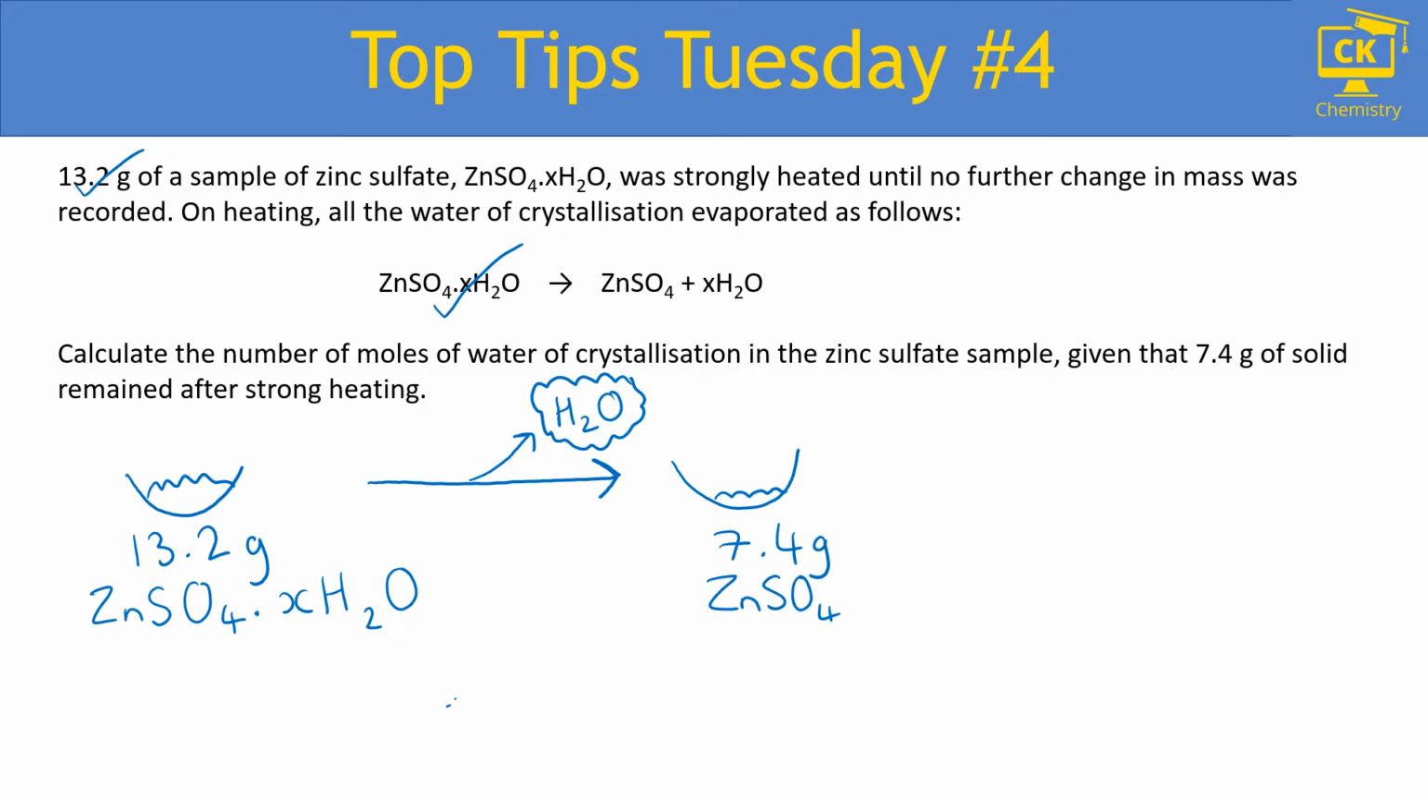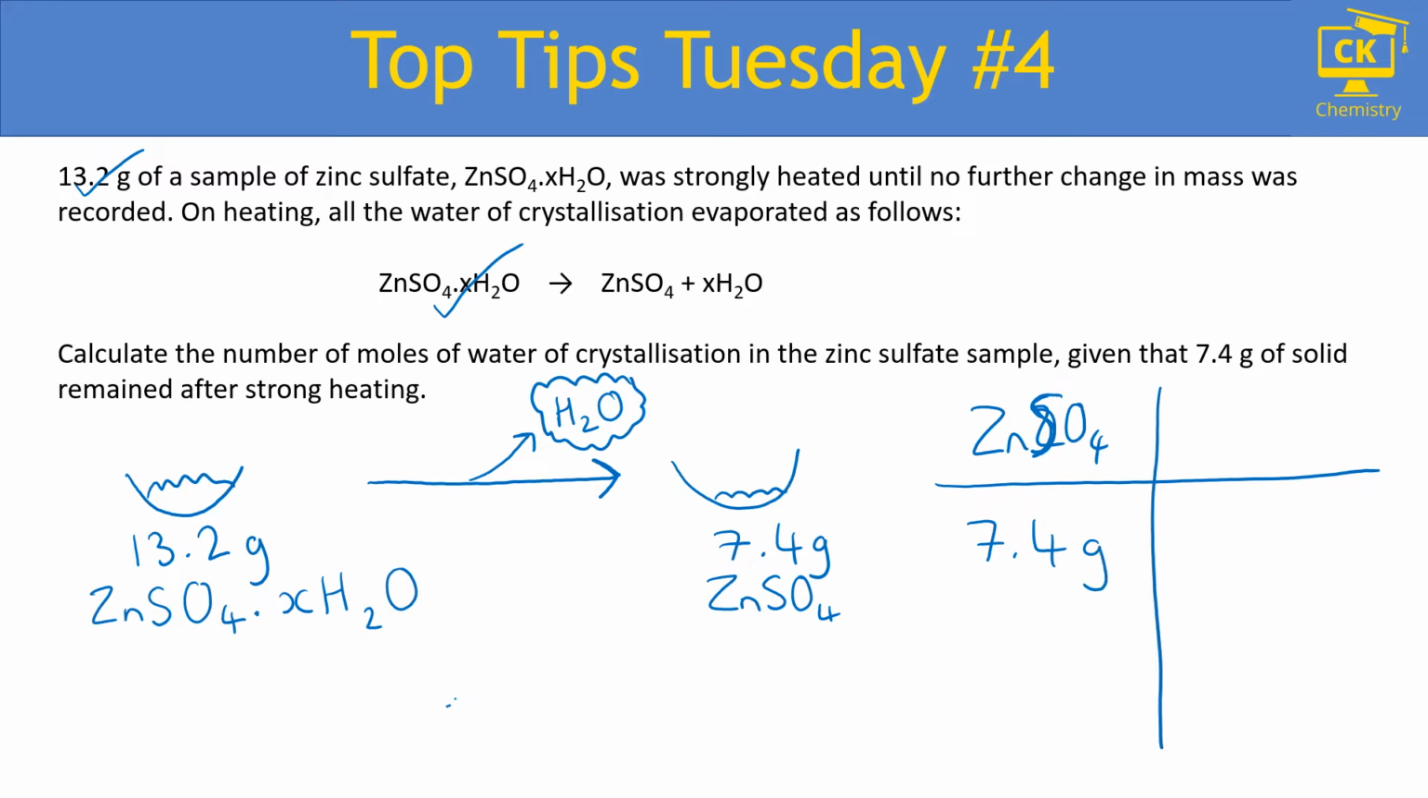Just by doing that little sketch, what it means is that I now know, I can't spell, I now know that ZnSO4 has a mass of 7.4 grams. And then I also know that the water in my sample is going to be the difference between them, 13.2 minus 7.4. That just helps me to visualize that. After that, I can use the Mr values of those two compounds to work out the value of x. And if you like, you can carry on and work out that calculation yourself.